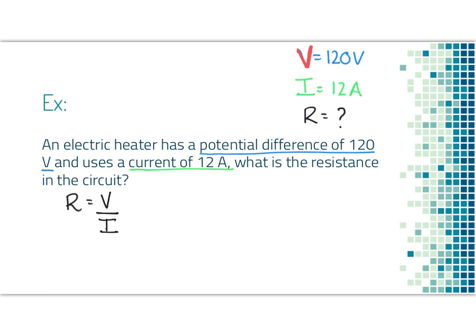Once I've written out my formula, now I'm going to sub into my formula. So I'm going to say that R is equal to V, which was 120 volts, divided by I, which was 12 amps. 120 divided by 12 is 10. And remember, the unit for resistance is an ohm. So 10 ohms is my final answer.